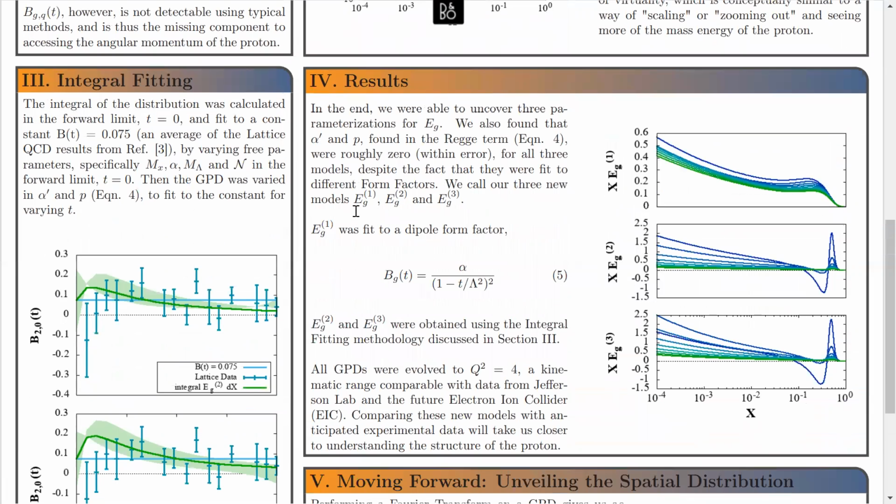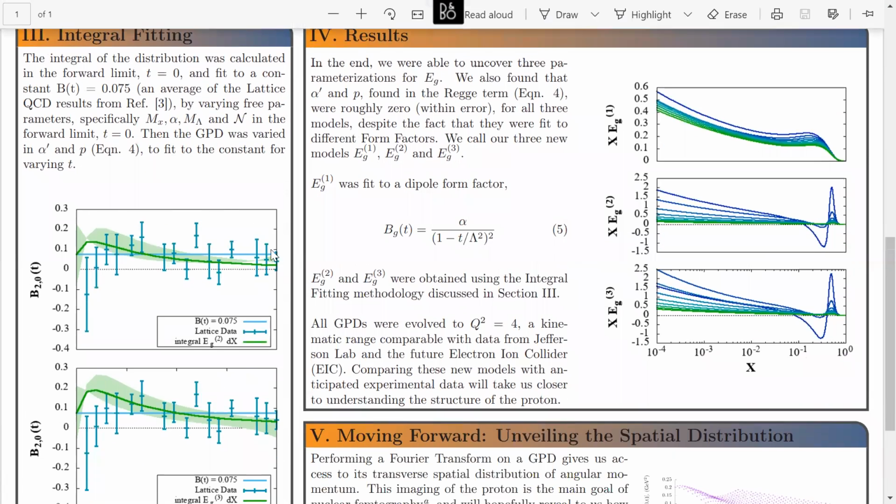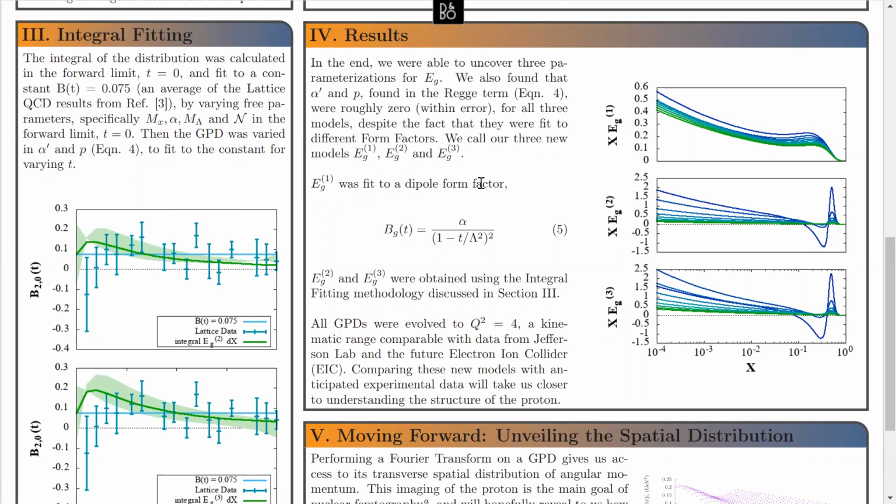In the end, we were able to uncover 3 parameterizations for EG, 2 of which, EG2 and EG3, we calculated using this integral fitting methodology, but the first one we actually fit to a dipole form factor, which is a completely different form factor than the lattice QCD results. The differences between those 3 can be seen here. The first one has what we call a valence shape, and the second 2 have a visible node.